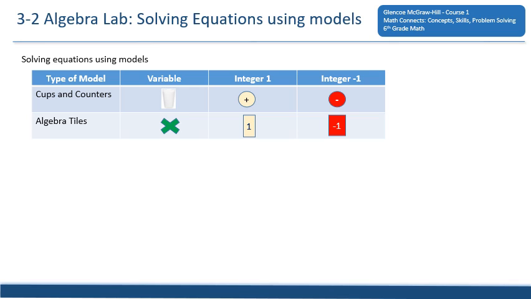We're going to solve equations using models. It shows us cups and counters. So the variable for cups and counters is a cup. Integer 1 is a positive, and integer -1 is a negative or red circle. Algebra tiles: we have a green X, we have a tannish 1, and then we have a red rectangular -1.